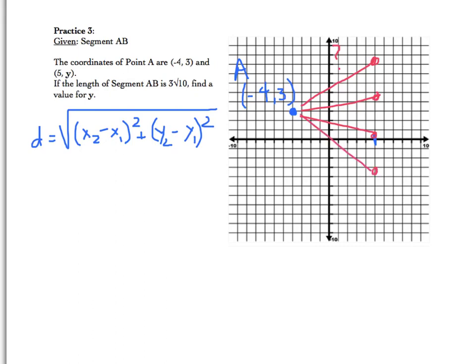My other question is this. How come I wrote find a value for y rather than the value for y? Okay, see you in class.